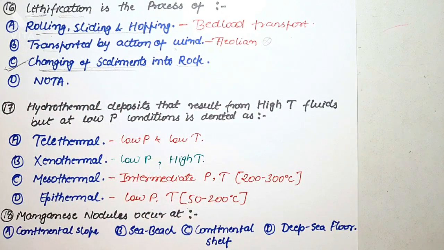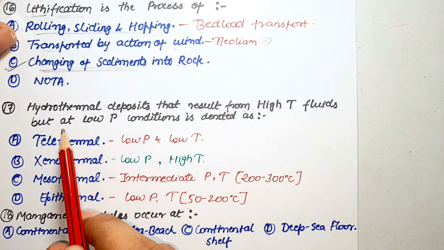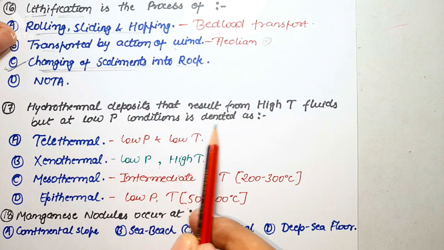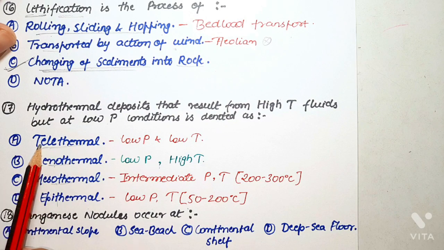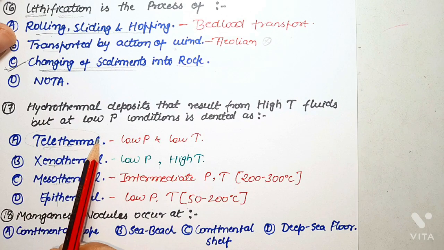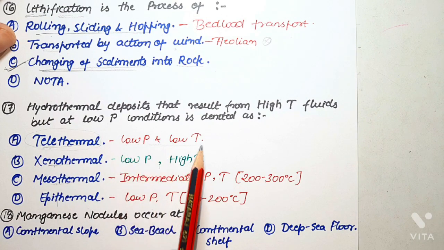Now the next question is, hydrothermal deposits that result from high temperature fluids but at low pressure conditions are denoted as. First of all, we should know about all these hydrothermal deposits: telethermal, genothermal, mesothermal and epithermal. So let's check one by one. The first one is telethermal. Telethermal are those deposits that formed at low pressure as well as low temperature conditions.